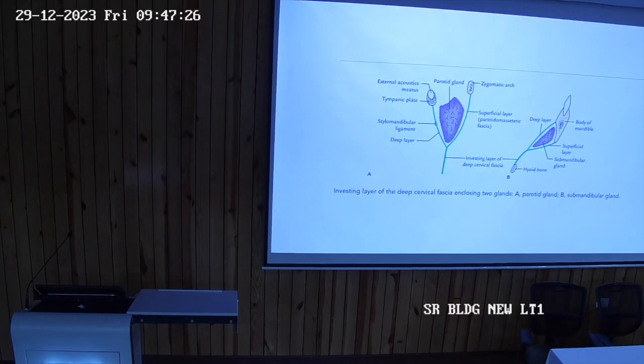Superficial lamina is thick, attached to the zygomatic arch. It's also covering the masseter, so it's called the parotidomasseteric fascia. Deep lamina is thin, and it's attached to the tympanic plate and styloid process. Okay? Part of it thickens to form the stylomandibular ligament. Is it clear or not? Any doubt, any question? Okay, so this is how it does it.